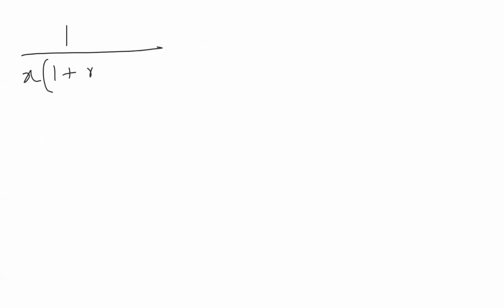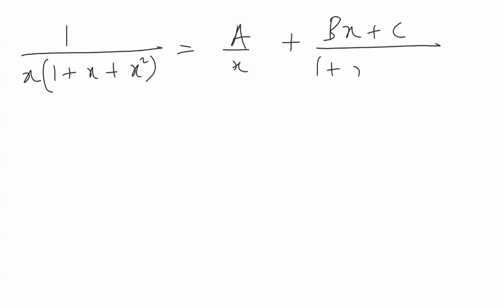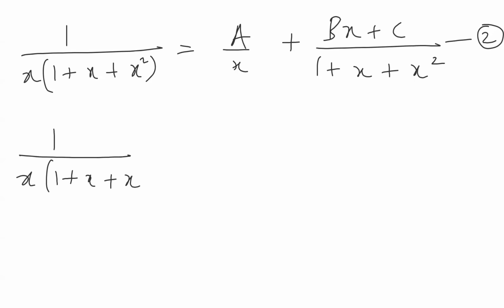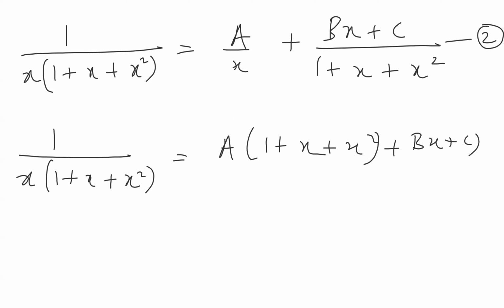1 upon x into 1 plus x square is equal to A upon x. Linear factor will have A above it. Quadratic factor will have Bx plus C over 1 plus x square. This is equation number 2. Take LCM. Bx plus C, always within the bracket. Compulsorily Bx plus C should be within the bracket.